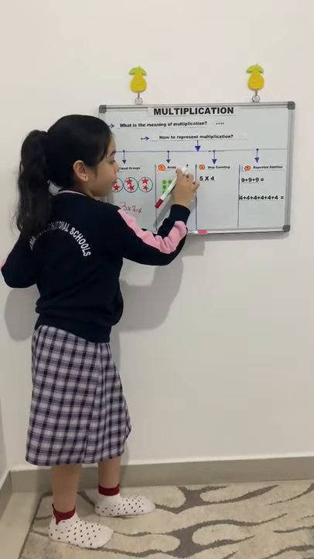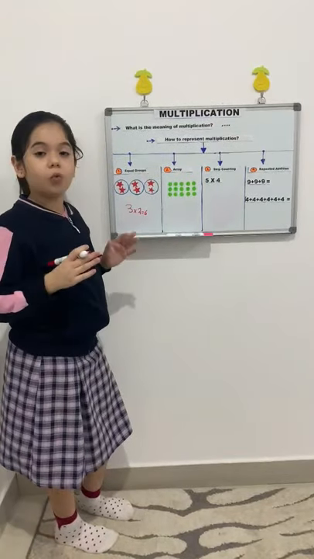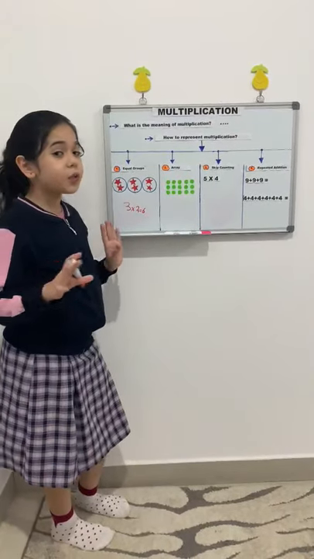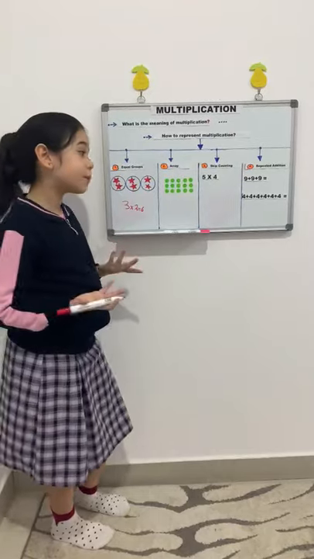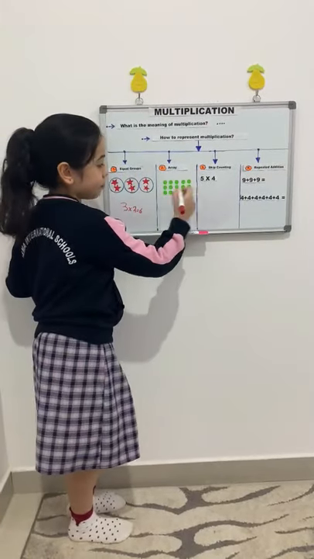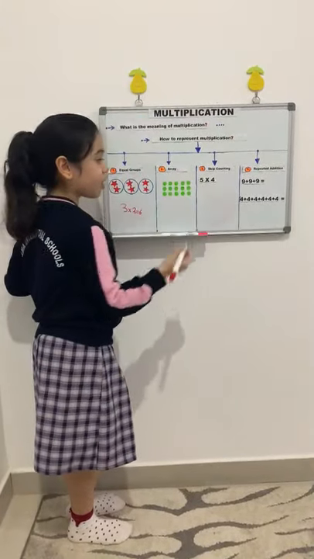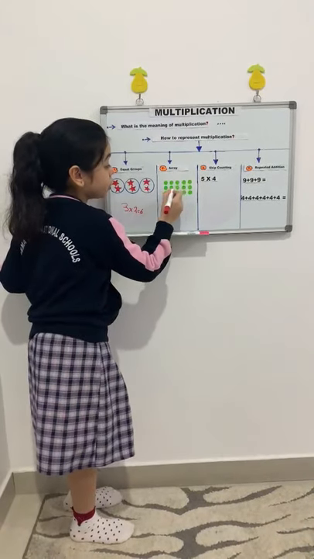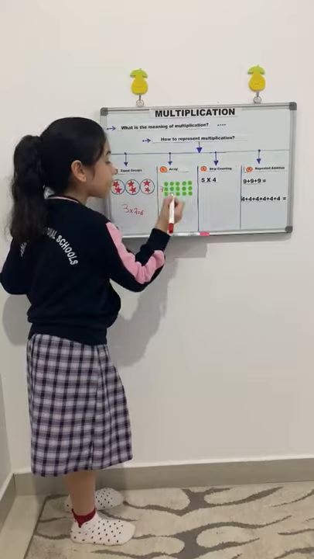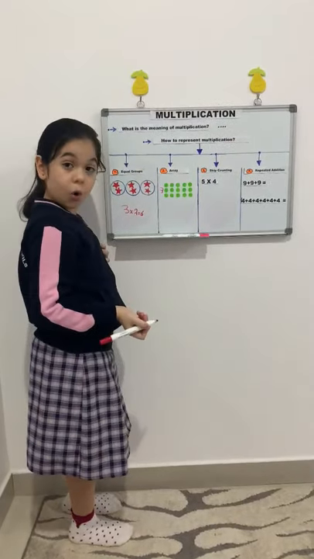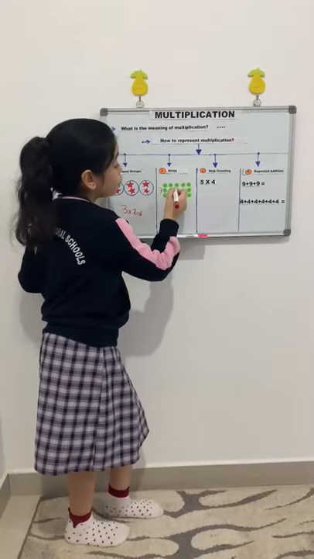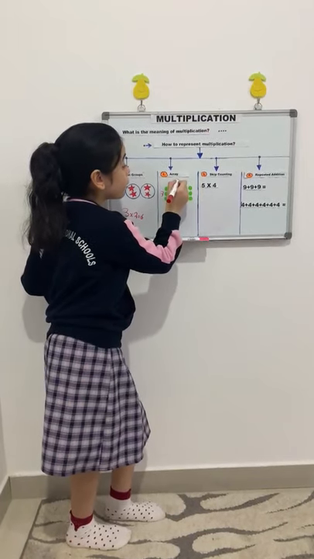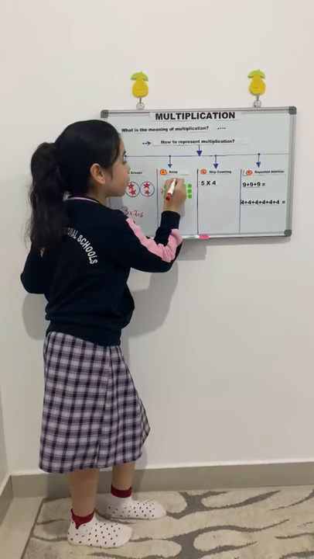Here we have an array. If I have an array, rows times columns. Teacher, what is the rows and what is the columns? Rows is the sleeping lines. Columns is the standing lines. Let's count the rows. 1, 2, 3. So here I have 3 rows. Let's count the columns. 1, 2, 3, 4, 5. So here I have 5 columns.